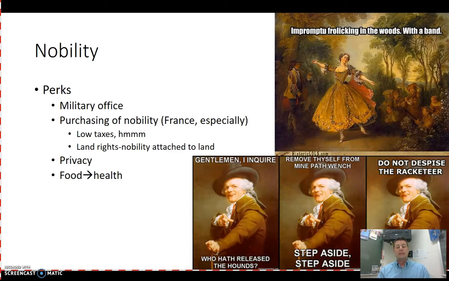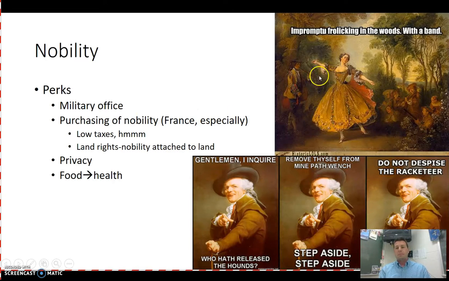Land rights, the nobility, if they purchase land, sometimes nobility is attached to it. That's a big time perk as well. And so again, even though we have the nobility, we're going to see a split between the old and new nobles. We saw that move to privacy, and for the nobility, the more food they have, the better food they have, especially meat, the more healthy they are going to be.